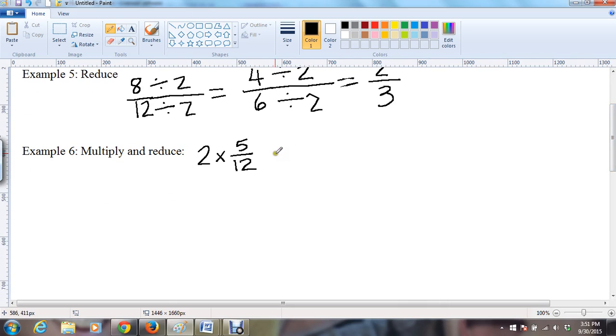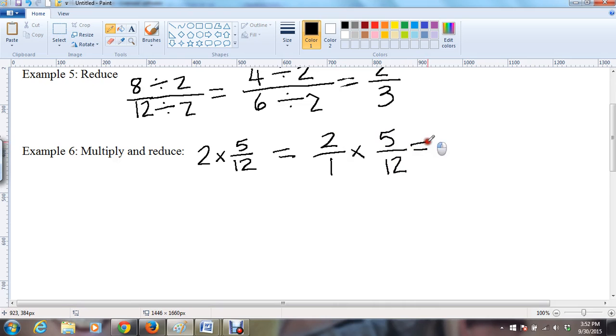All right, let's do this problem. Let's multiply it and then let's reduce it. So this is a whole number divided by 5/12. 2 can be written as a fraction. You just put it over 1. Anytime you have a whole number, you can just change it to a fraction by writing the whole number divided by 1. So 2 over 1 times 5/12.